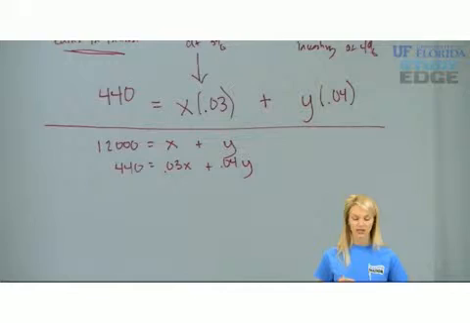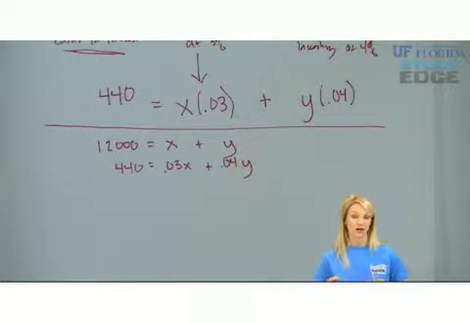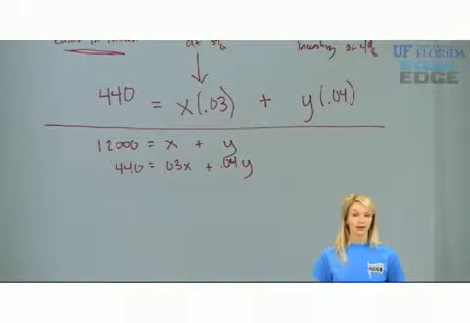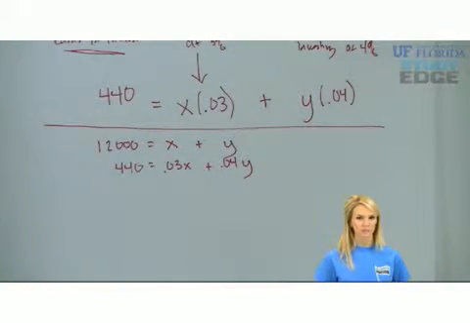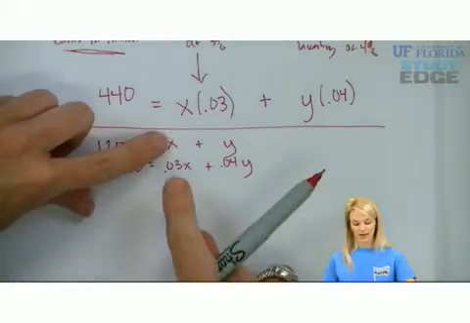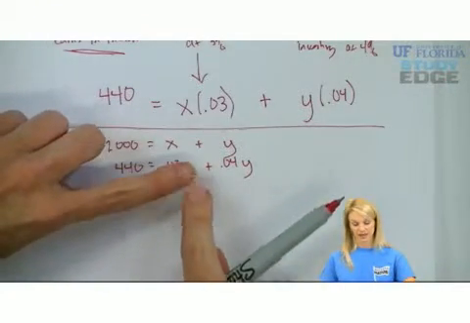So how do we want to solve? Well, we could solve by substitution. We could solve by elimination. If we really wanted to get crazy, we could solve by graphing. But that's not going to be really good here. So let's go ahead and do elimination. When we do elimination, we want to be able to cancel out one of our variables. So we want a positive and a negative. We want them to be able to cancel out.